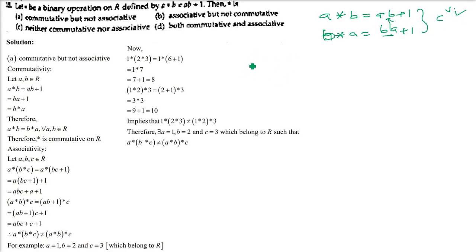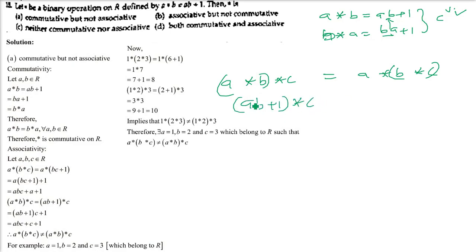Now for associative, we operate a with b with c. Same thing here, a star b star c. First we do ab, then we will do bc. So a star b is ab plus 1, so write ab plus 1 star c. So this into c, plus 1: c into ab plus 1, plus 1. What do we get? abc plus c plus 1.